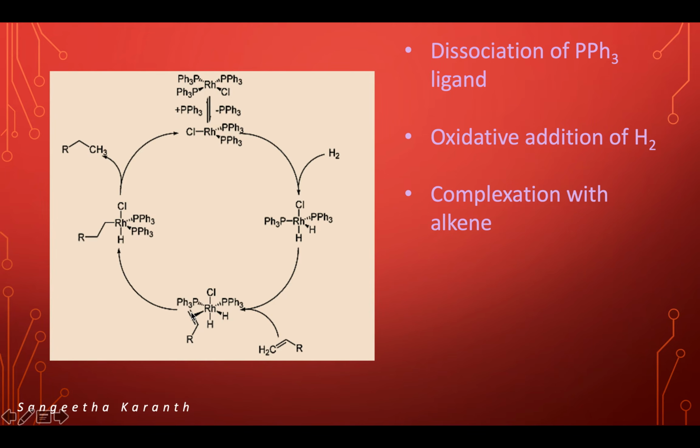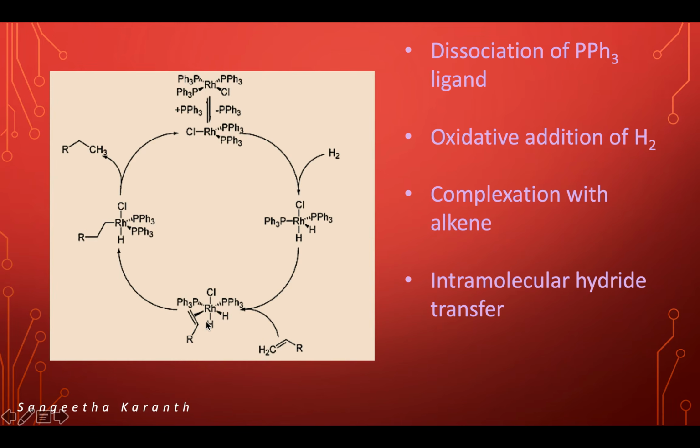Once it is added, this carbon is already coordinated with that of rhodium. You can see here, and to this carbon, this hydrogen is added. So this terminal carbon is coordinated with rhodium. Here one hydrogen is added, so it becomes CH2, and this is nothing but R. Okay, so after complexation with alkene, the next step is intramolecular hydride transfer.